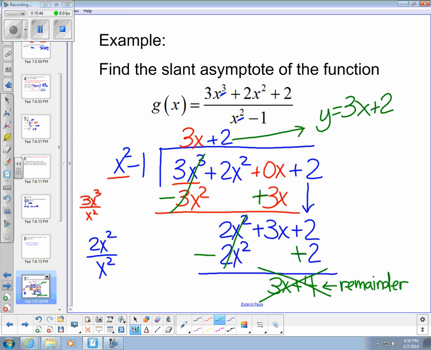It's called a slant asymptote because it has a slope and it slants. It's not horizontal or vertical. Okay, now on this problem, I had to use long division because in the denominator I had an x squared. Remember, you can only use synthetic division if it's a 1x to the first. So since this was not an x to the first, I had to use long division.